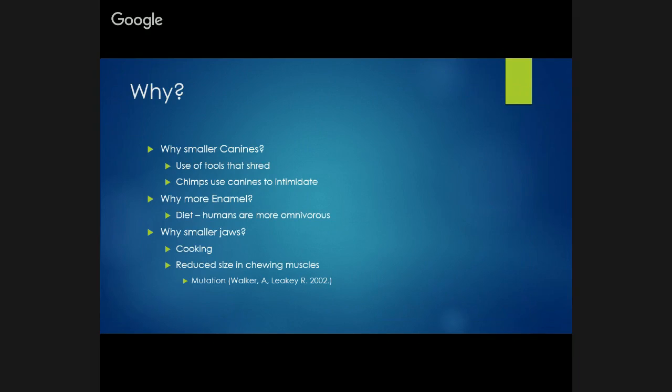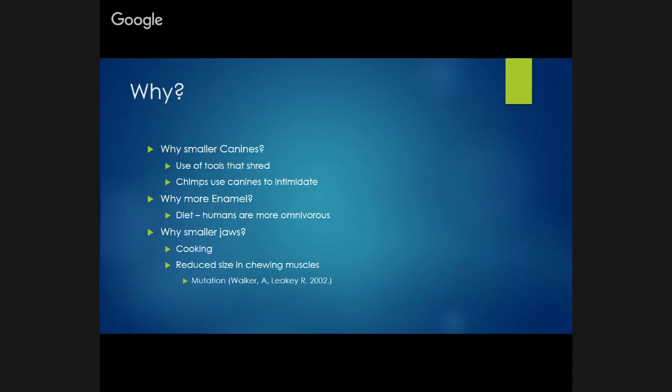So what accounts for these differences between chimpanzees and humans? Why do humans have smaller canines, more enamel on their molars, and smaller jaws? And the answer may be because of our diet, utilization of tools, and cooking of our food. Canines, as we know, are used for shredding. We commonly use utensils like knives to cut foods that are tough. This relieves the amount of work and the need for canines. Chimps, however, are not known for eating tough foods, such as meat, like we do.